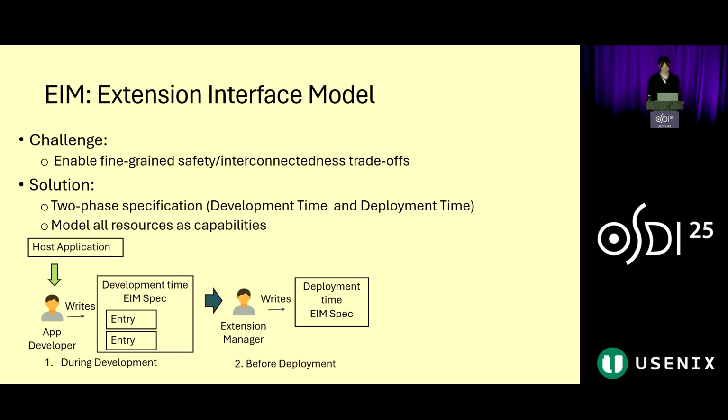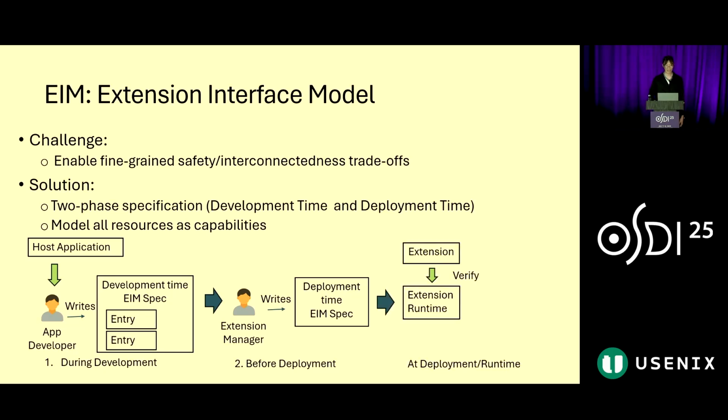Before deployment, the extension manager, who understands the specific needs of a deployment, is responsible for security and configuration. They review the capabilities offered and create a deployment-time EIM spec. This spec grants the minimal set of privileges an extension actually needs to do its job, following the principle of least privilege. Finally, when the extension is deployed, the extension runtime uses the deployment spec to verify that the extension only performs allowed operations. This ensures the policies are enforced at runtime.